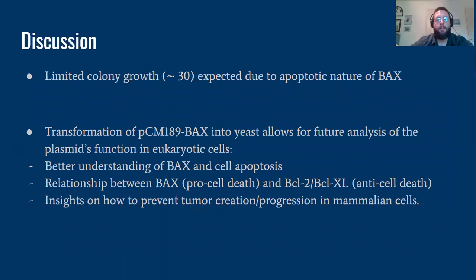At about 30 colonies, our growth was relatively limited when compared to some of our classmates' growth of PCM 184. But this is expected due to the apoptotic nature of Bax. The transformation of PCM 189 Bax into yeast allows for the future analysis of the plasmid's function in eukaryotic cells. It also allows for better understanding of Bax and cell apoptosis, as well as the relationship between Bax, the pro-cell death protein, and BCL2, BCL-XL, the anti-cell death proteins. It also allows for insights on how to prevent tumor creation and progression in mammalian cells.